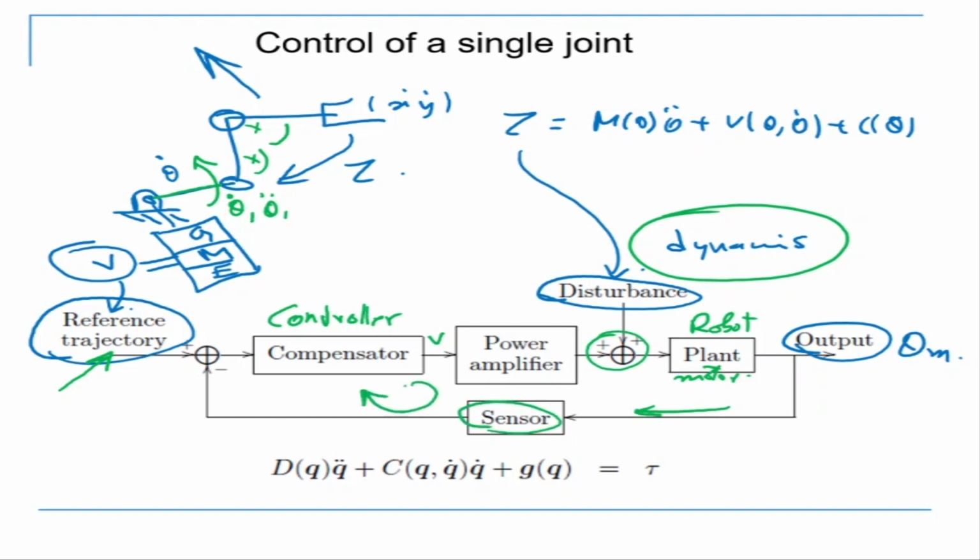So this is the basic structure of my independent joint control of a single joint. The control of a single joint has this structure. It's a feedback control system. Now, a couple of things to note. Number one is that it has two inputs now. One input here, another input there. And what are we trying to control? We are trying to control a motor.